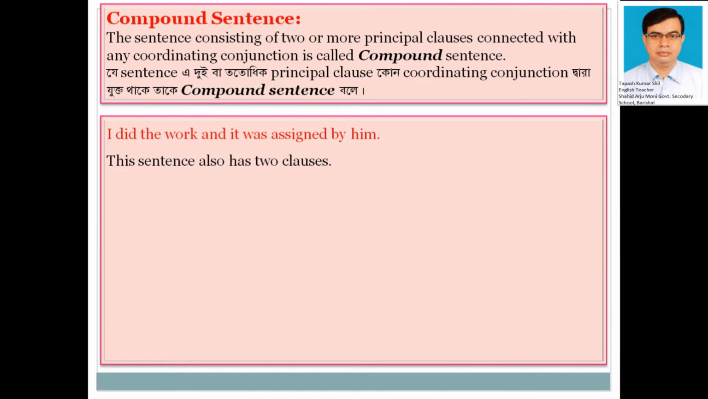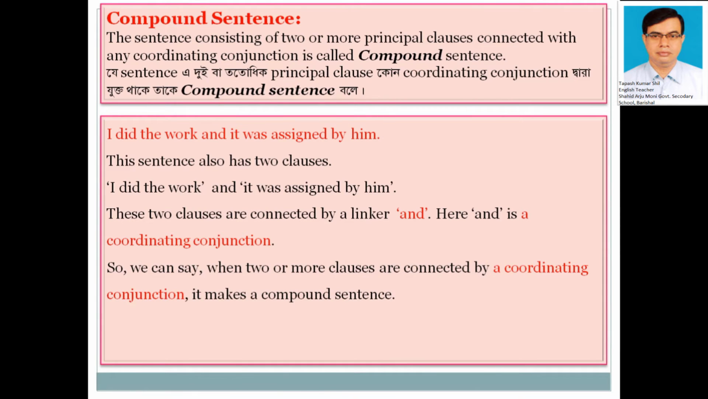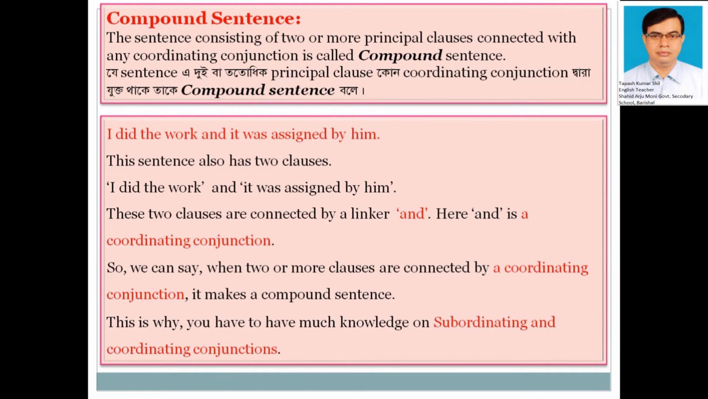This sentence also has two clauses. I did the work and it was assigned by him. These two clauses are connected by a linker, and. Here, and is a coordinating conjunction. So we can say when two or more clauses are connected by a coordinating conjunction, it makes a compound sentence.